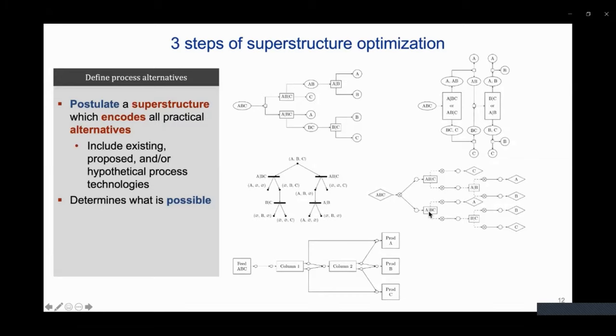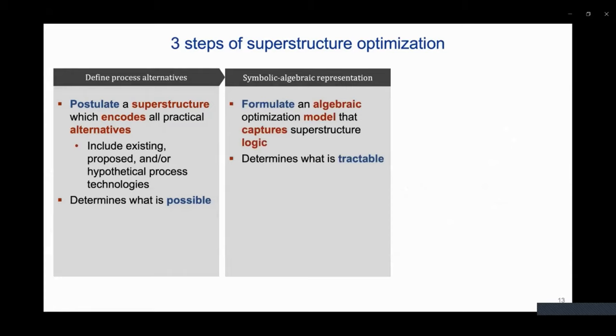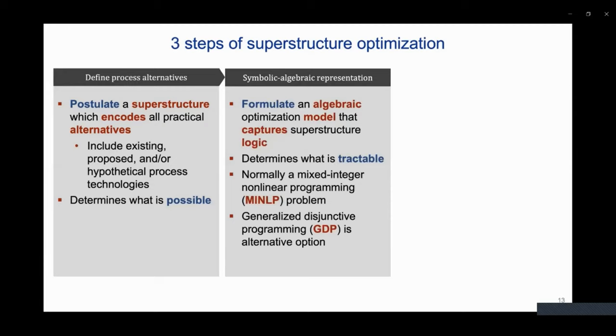So the main point here is that, in general, it is not a trivial matter to generate a superstructure of the alternatives. But once we have it, the idea is to use the symbolic algebraic representation. We write down the model that captures, on the one hand, the physics of the process, and also the logic of the interconnections within the superstructure. And this step is also very critical, because how you model a problem may determine whether it's tractable or not. Now, normally what has been done is to assume that you have a mixed integer nonlinear programming model, because it fits with the idea of having discrete and continuous variables.